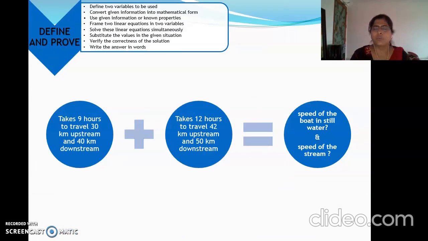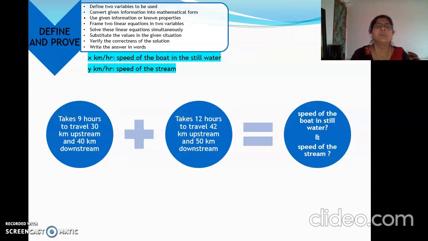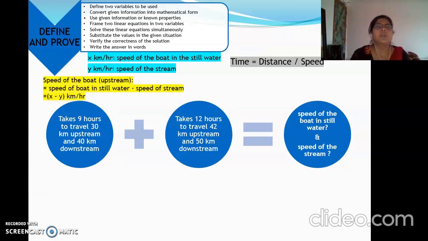Now, for the situation, for the speed of the boat in still water and the speed of the stream, these are the two unknowns. Let's assume the speed of the boat in still water be x kilometers per hour and the speed of the stream be y kilometers per hour. As per the first situation, we know the fact that distance is equal to speed into time. Here we know the time, so we have converted that formula as time is equal to distance upon speed.